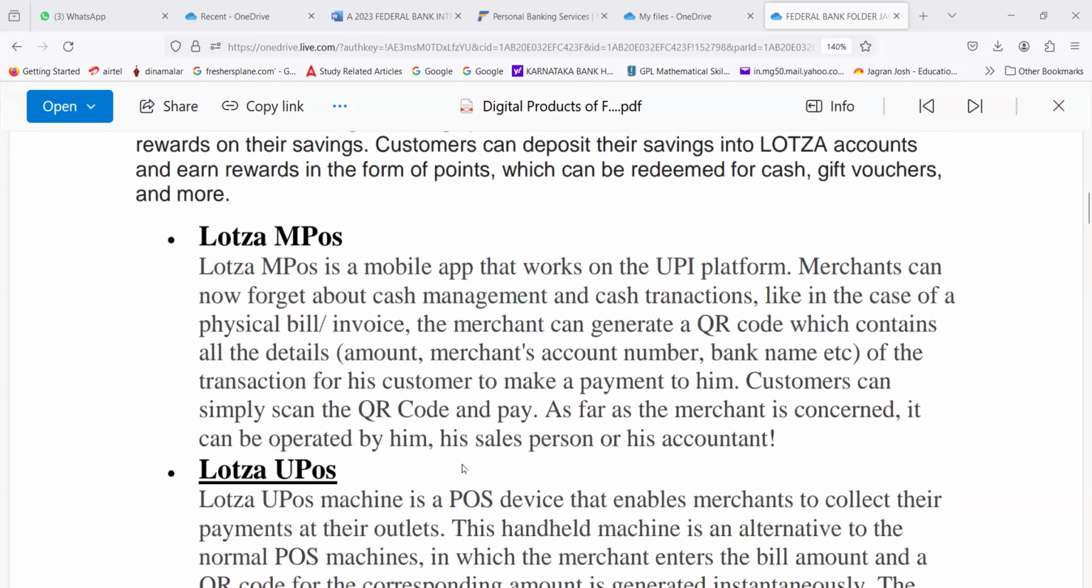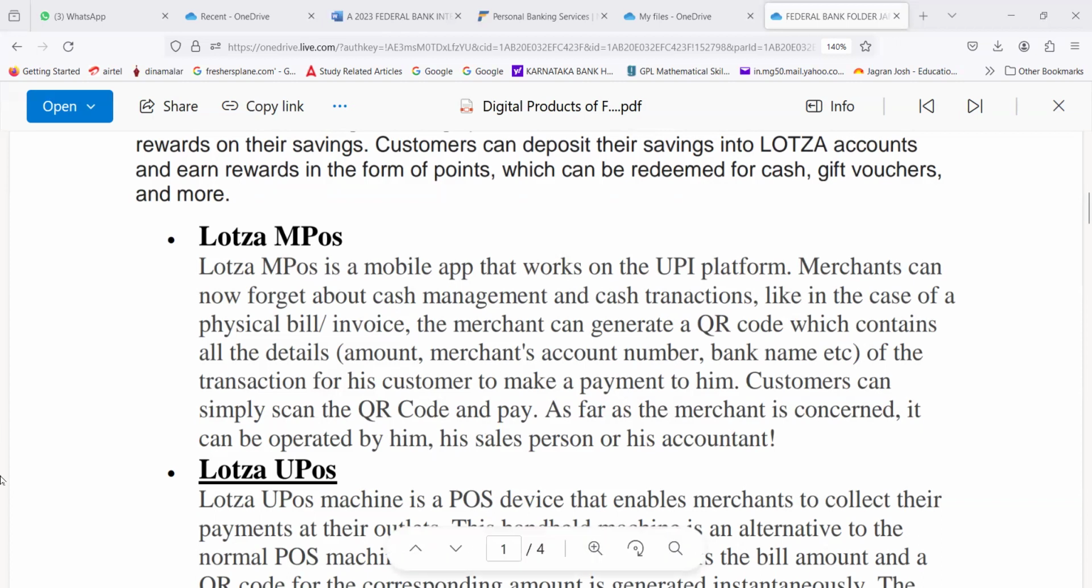Lodza MPOS. Lodza MPOS is a mobile app that works on the UPI platform. Merchants can now forget about cash engagement and cash interaction. Like in the case of physical bills or invoices, the merchant can generate a QR code which contains all the details: amount, merchant's account number, bank name, etc. All the details of the transaction for his customer to make a payment to him. Customers can simply scan the QR code and pay. As far as the merchant is concerned, it can be operated by him, his salesperson, or his accountant.